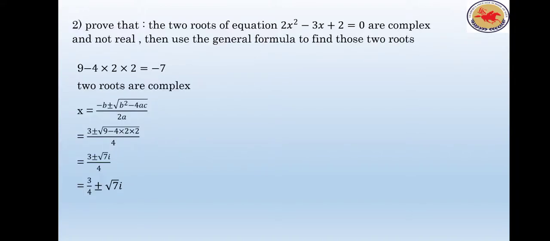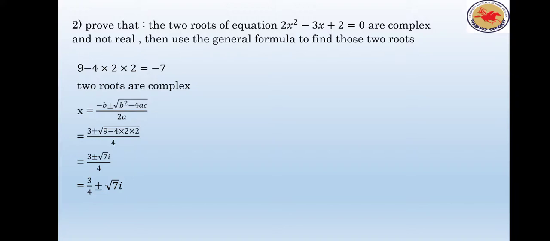Number 2, in your booklet here. Prove that the two roots of the equation 2x² − 3x + 2 = 0 are complex and not real. We wanted to prove it. Then use the general formula to find those two roots. So number 1, I want to make a proof that the two roots are complex.